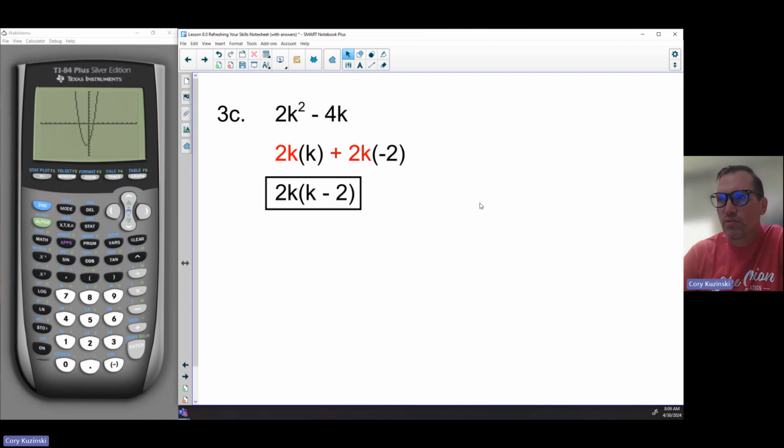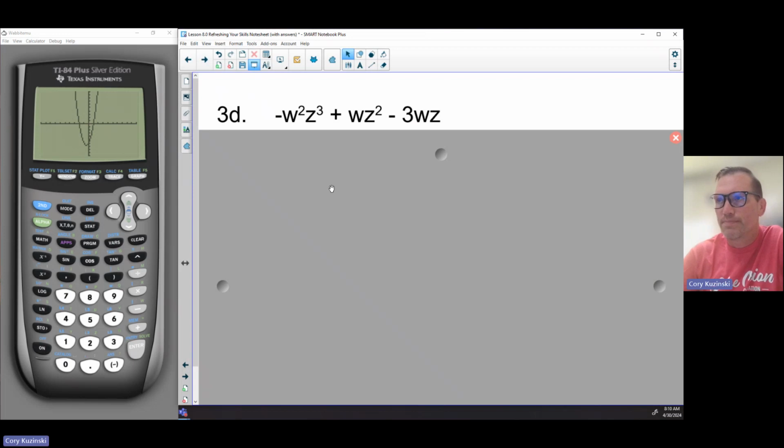And then we can write it into factored form like this. 2k times k is 2k squared, and 2k times negative 2 is negative 4k. Let's do that one more time. What are all of these divisible by?